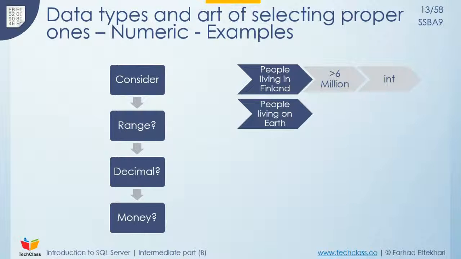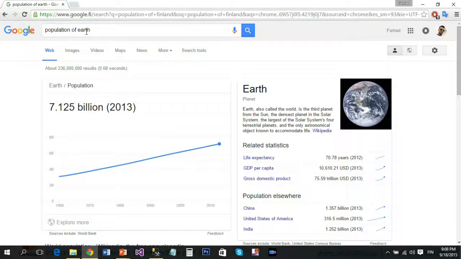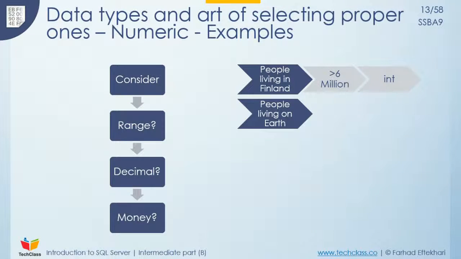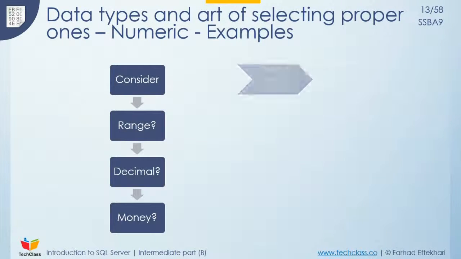And also people living on Earth, let's see how many people are living on the planet Earth. Yes, 7 billion. And let's get back to our data types. Let's see what are the span numbers there. So 7 billion is definitely greater than int, which is up to 2 billion. And big int is also sufficient for it. It's a very large number. So we definitely have to select big int for our data type here.